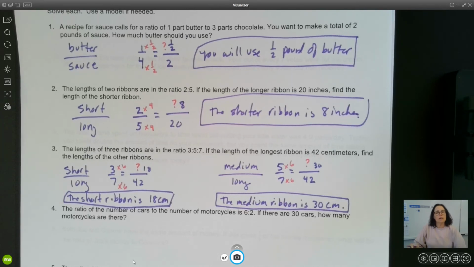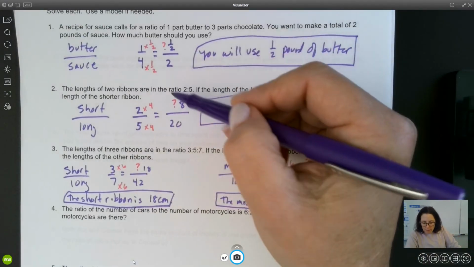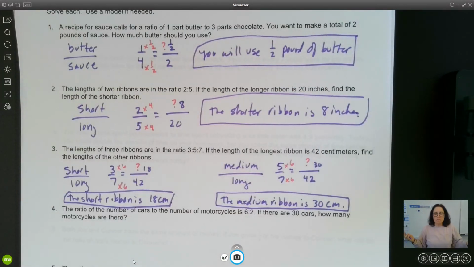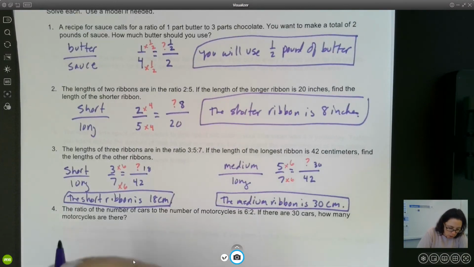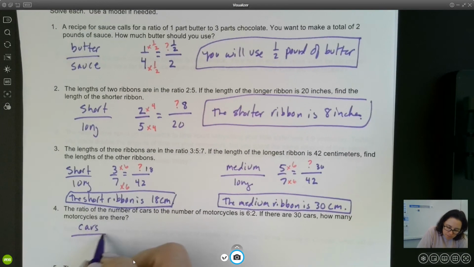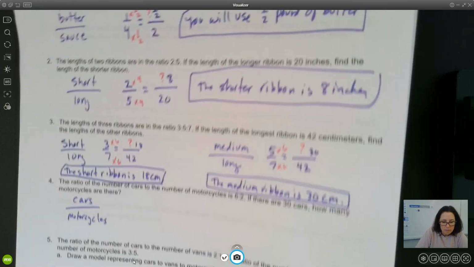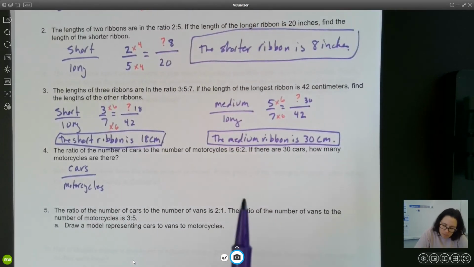Okay, so we have had the unknown so far be on the top. The question mark has been on top. These could have been flipped and the question mark could have been on the bottom. It doesn't matter. Okay, let me demonstrate that here. So we've got cars and motorcycles. I could have done motorcycles over cars. Doesn't matter.